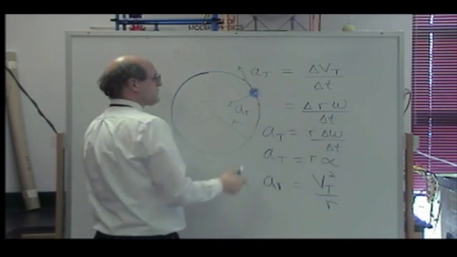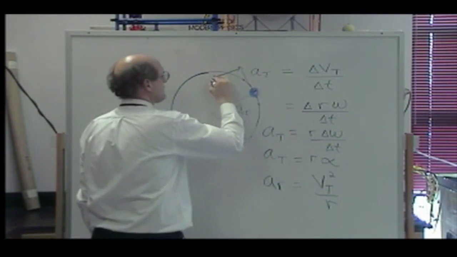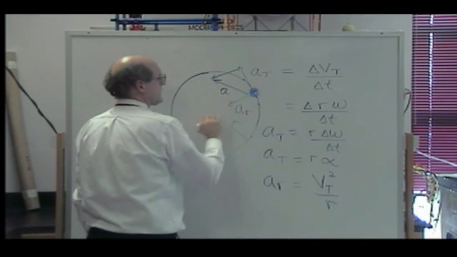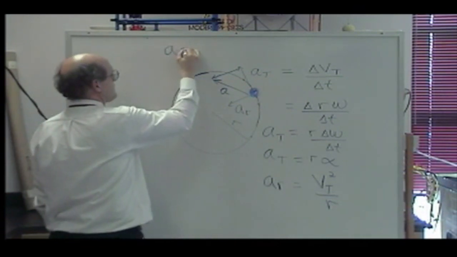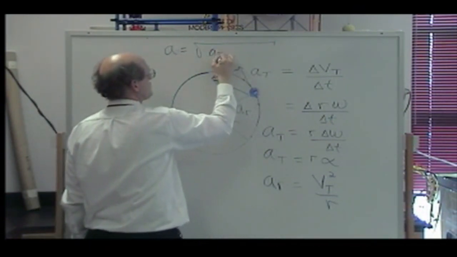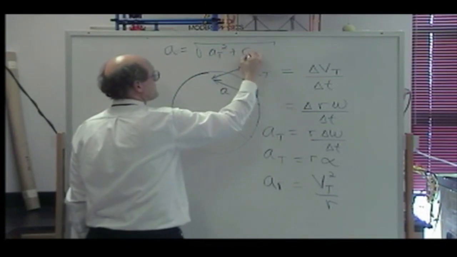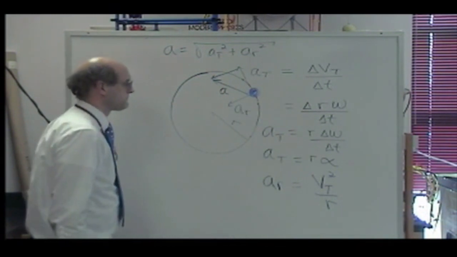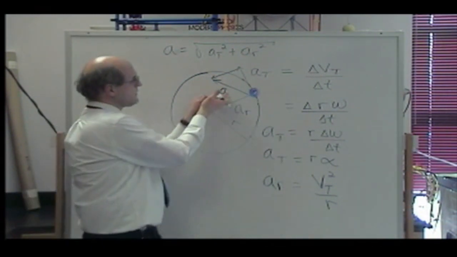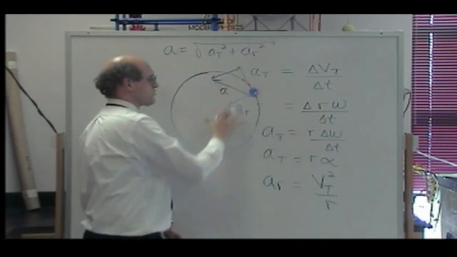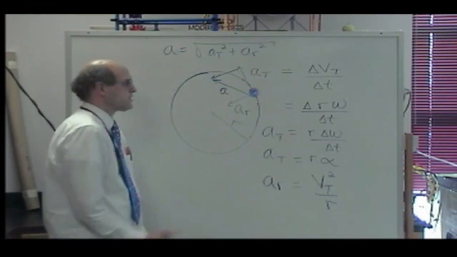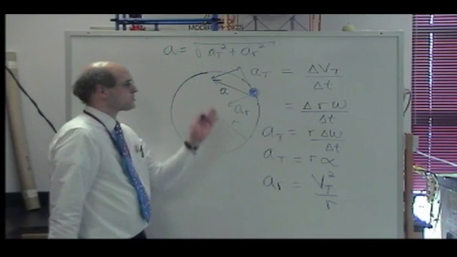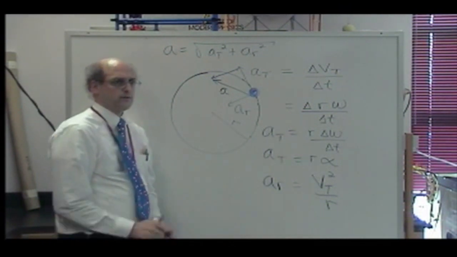If we use the Pythagorean theorem, we see that the acceleration of this sphere then is equal to the square root of the tangential acceleration squared plus the radial acceleration squared. The direction of the acceleration we could find using a trigonometric function. So this would have to be the direction of the net force as well. Remember that the acceleration is always in the direction of the net force.